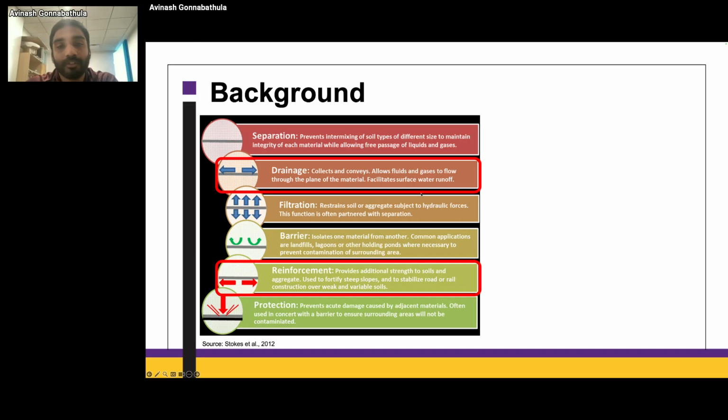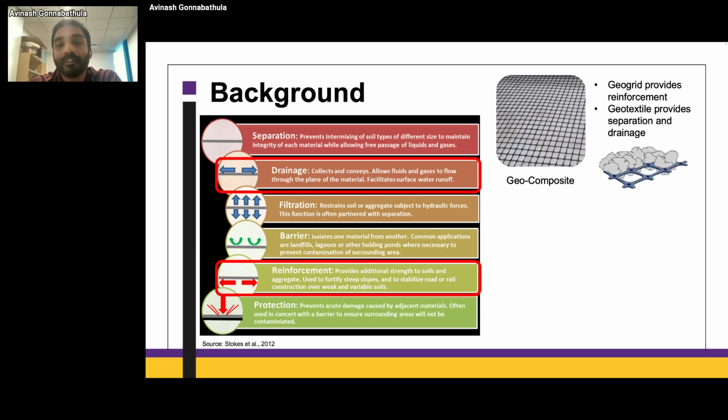A geosynthetic that provides a combination of these two functions is often the geocomposite, which is a combination of geogrid and non-woven geotextile, in which the geogrid provides the reinforcement with the interlocking mechanism as shown in the picture, and the non-woven geotextile provides drainage and separation functions.